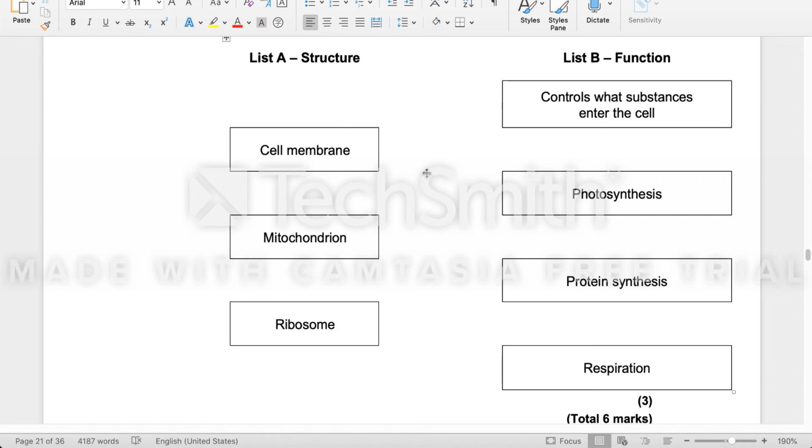So the cell membrane is responsible for controlling what substances enter and leave the cell. The mitochondrion, or mitochondria for plural, is responsible for respiration. And finally, the ribosome is responsible for protein synthesis. So there you have it. There's your 3.